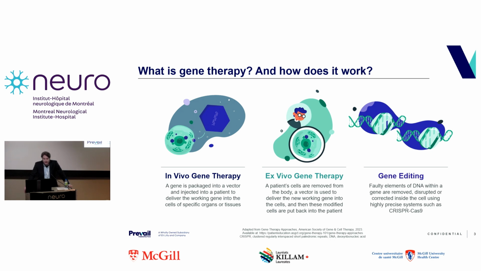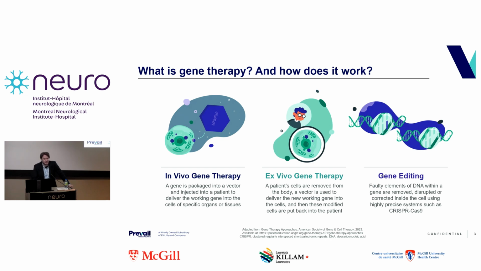For ex vivo gene therapy, you first remove the cells from the patient, and then you do a similar approach. You infect them with a vector, with a capsid, that delivers a healthy copy of your working gene into the cells, and then those modified cells are put back into the patients. Gene editing is an approach where you use a repair system, and elements of DNA within a gene are removed, disrupted, or corrected inside the cells. This typically uses a highly precise repair system, such as CRISPR-Cas9. The talk actually focuses mostly on in vivo gene therapy.